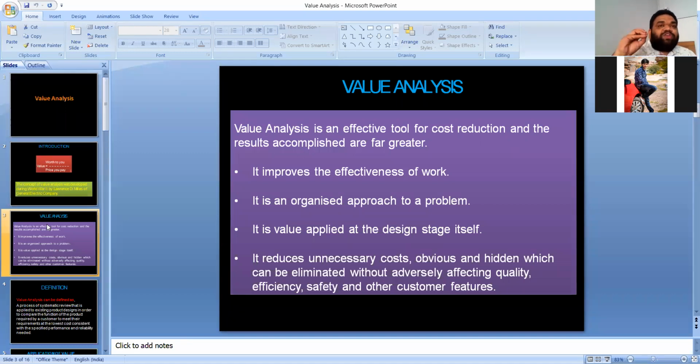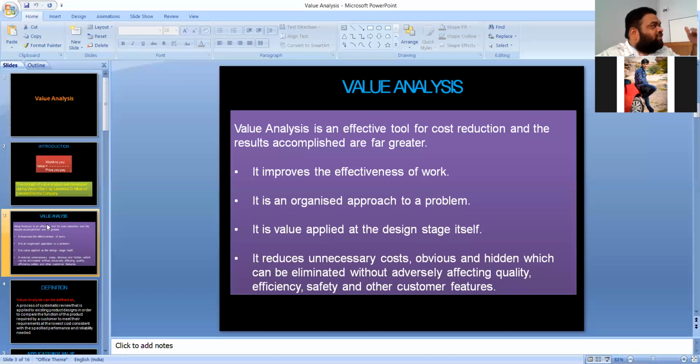Means, as we are focused on the cost reduction, in less time, with fewer things, what we want to do is make it more. So that's what we say, it improves the effectiveness of work. And it is an organized approach to a problem. Okay, it is a value applied at the design stage itself.